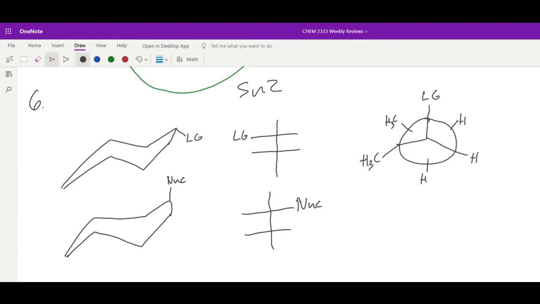There are several ways to do this. One way is to change it to a line angle, find your wedges and dashes, and then flip everything. The other way is to rotate the carbon. If it's on a wedge, rotate to the other side. If it's on a dash, rotate to the other side. Now, if it's on a line, I believe you can just flip it and add your nucleophile. Notice how my lines changed.